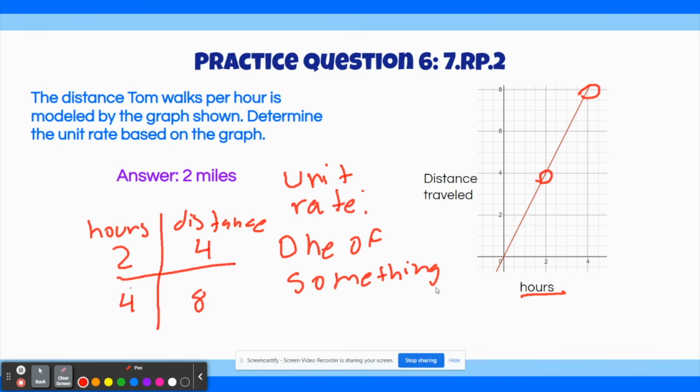Now we need to know how much Tom travels at 1 hour. Here we have how much he travels at 2 hours, and we can just divide that by 2 and divide this by 2 as well. So in 1 hour, he travels 2 miles, which is our unit rate, and that's our final answer.